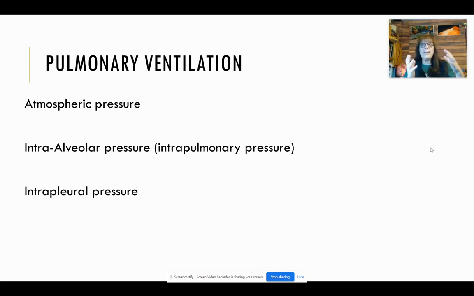pressure, that air pressure that is in the atmosphere versus that air pressure that is in our alveoli, which is called alveolar pressure, and the pressure within our pleural cavity, or what is called our intrapleural pressure. It is the atmospheric pressure that allows air to enter our lungs when we inhale and to leave when we exhale. And inhalation is also called inspiration, and exhalation is also called expiration.